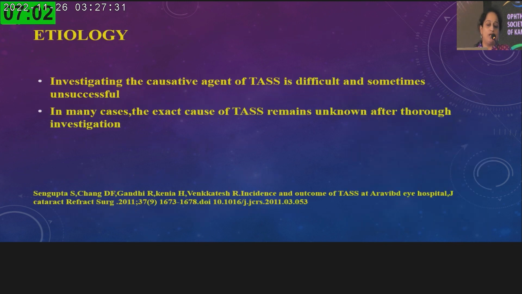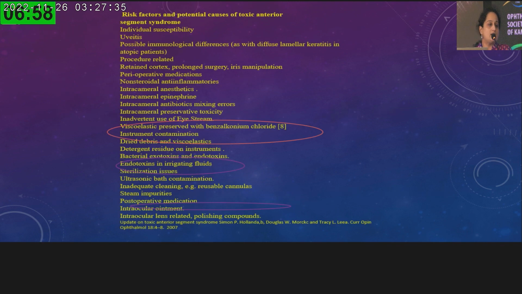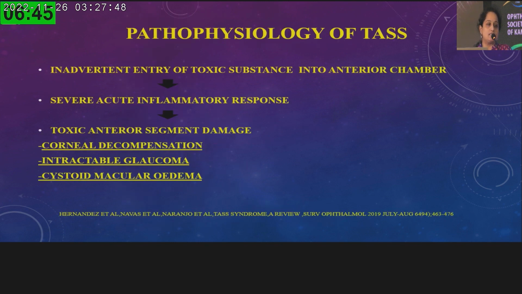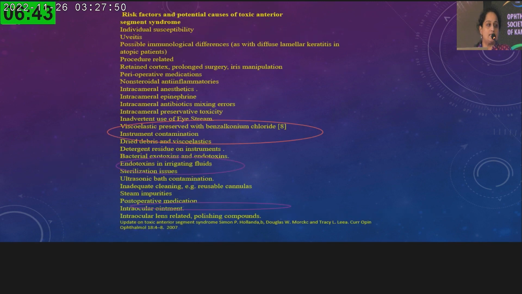So when an outbreak of TASS comes, every time it's difficult to find out the source. As discussed earlier, the most common cause is improper cleaning of the instruments. Other than that, anything which goes into the eye, whether it is your BSS, your trypan blue, the viscoelastic or your intraocular lens, anything can cause TASS.